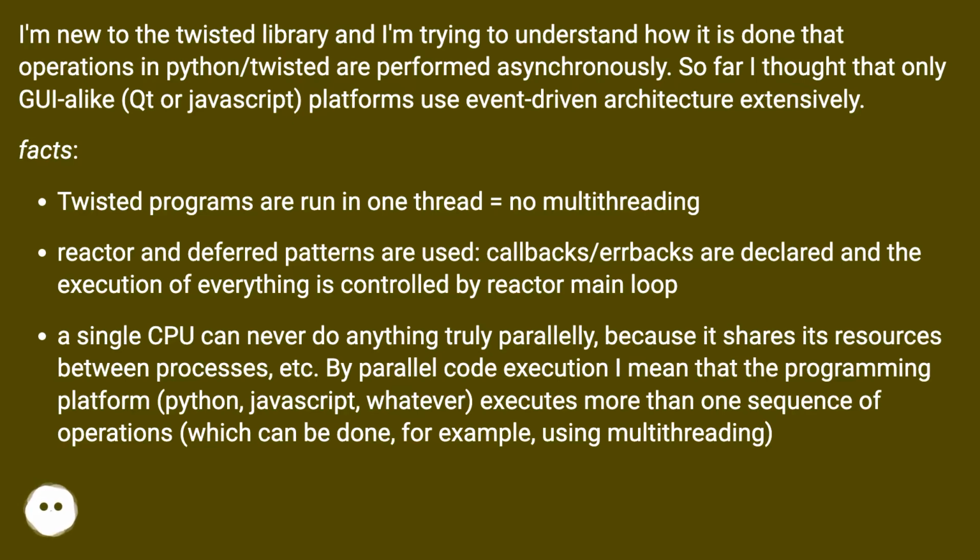Facts. Twisted programs run in one thread, which means no multithreading. Reactor and Deferred patterns are used, callbacks/errbacks are declared, and the execution of everything is controlled by the reactor main loop. A single CPU can never do anything truly parallelly, because it shares its resources between processes. By parallel code execution I mean that the programming platform, Python, JavaScript, whatever, executes more than one sequence of operations, which can be done, for example, using multithreading.